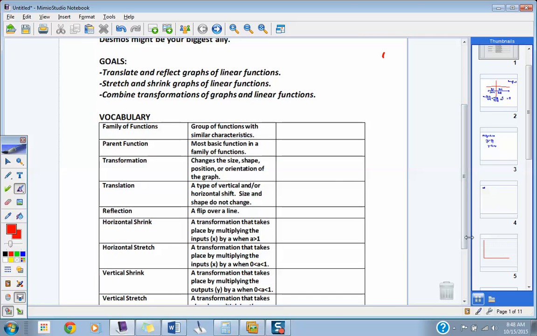Okay, goals real quickly. Let's get through these goals. How about a volunteer to read my first one for me, please? Go, Emily. Translate and reflect graphs and linear functions. This word translate, how many of you have heard that before? Translate, okay. How about reflect?